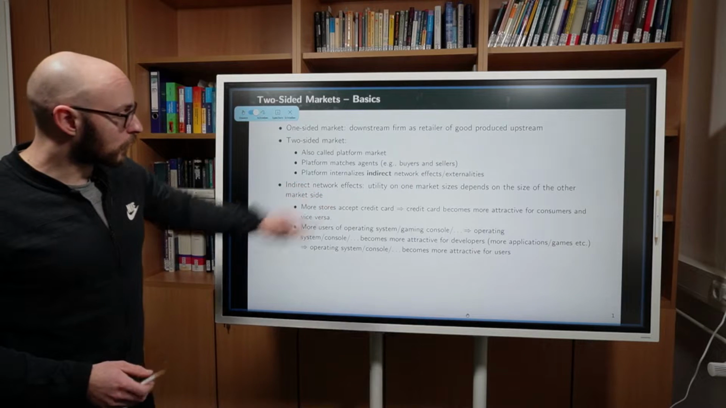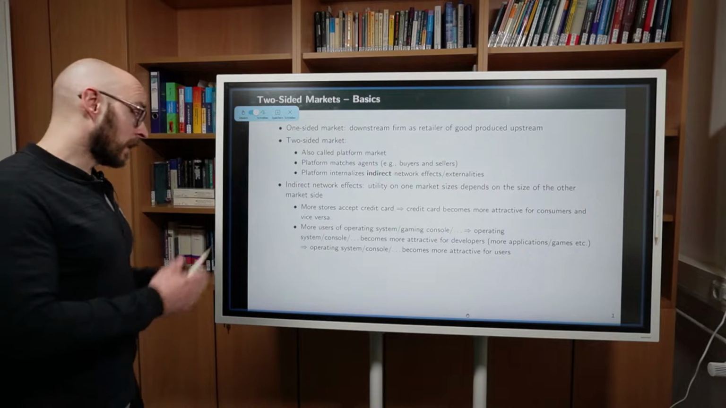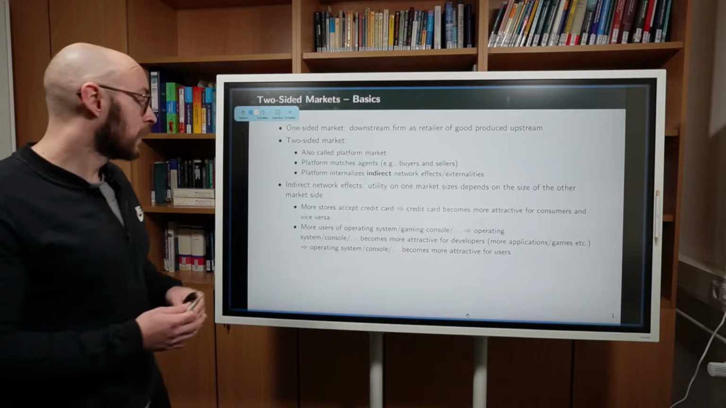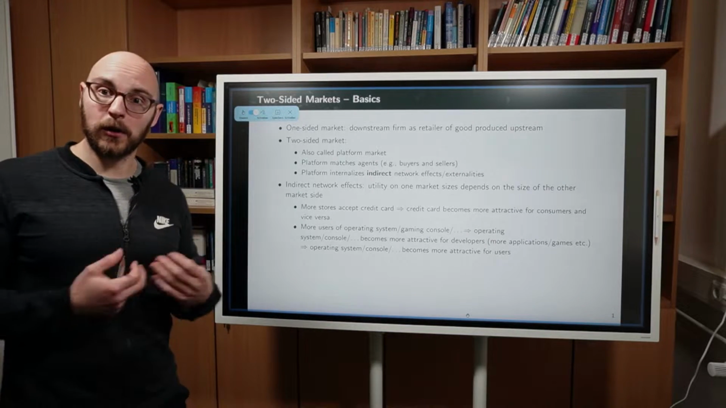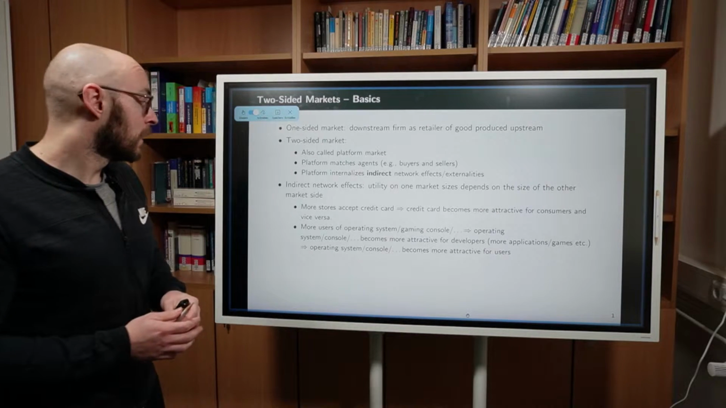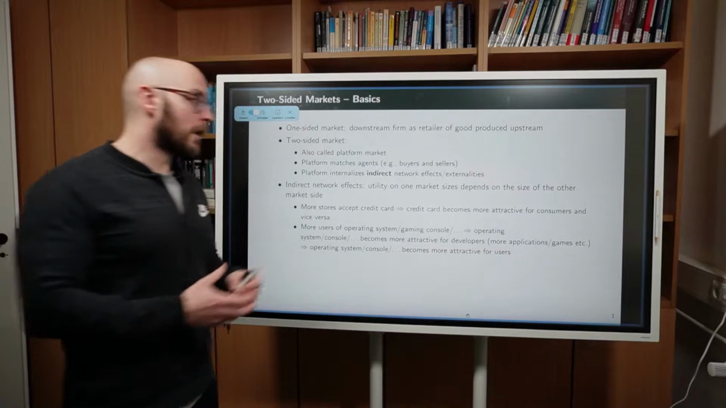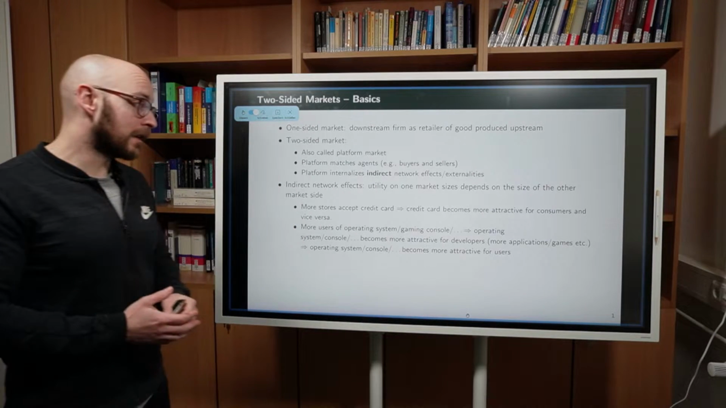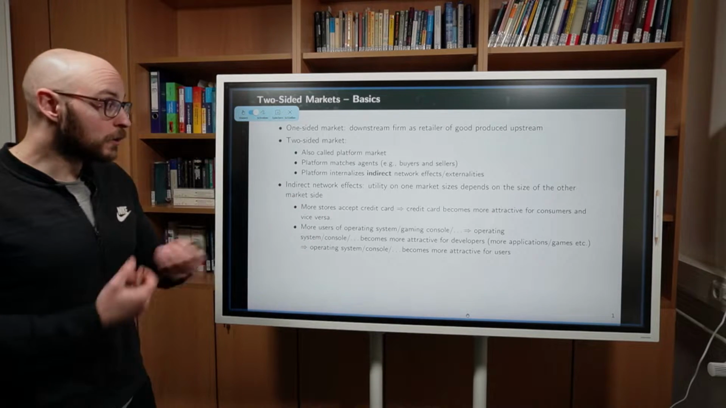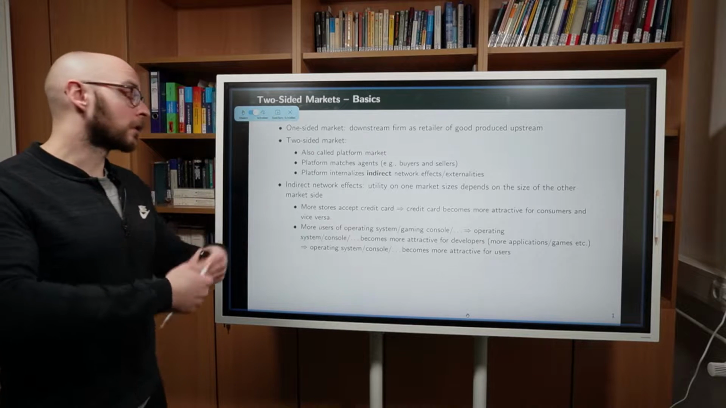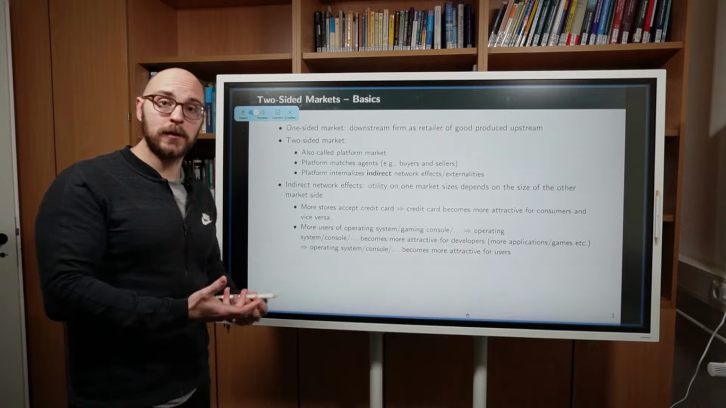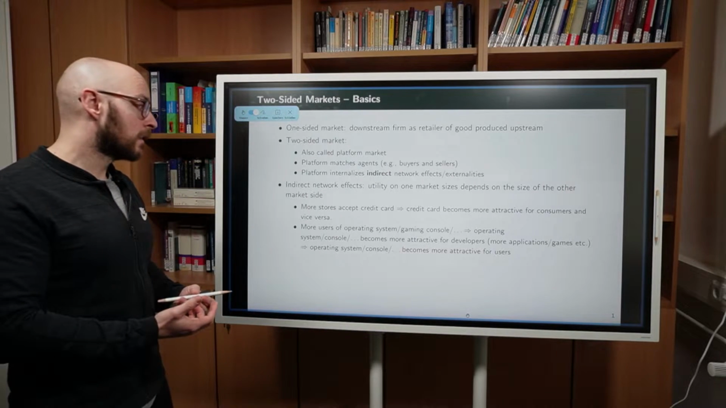How can we get a hold of this concept? Well, look at a credit card, for instance. If you can pay with your credit card in more stores, then the credit card becomes more attractive for you as, you could say, a buyer at this store, basically. And the more consumers use the credit card, the more attractive it becomes for the sellers to accept the given credit card, right?